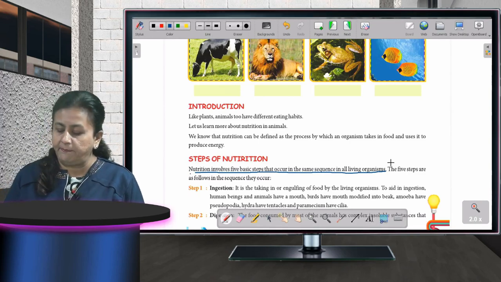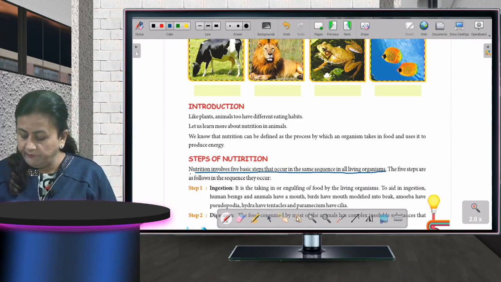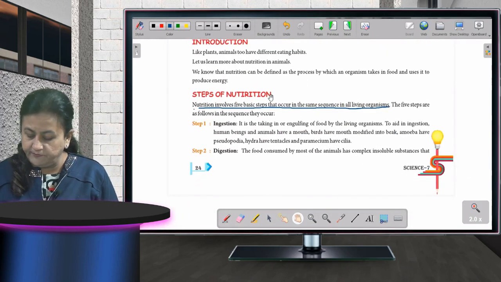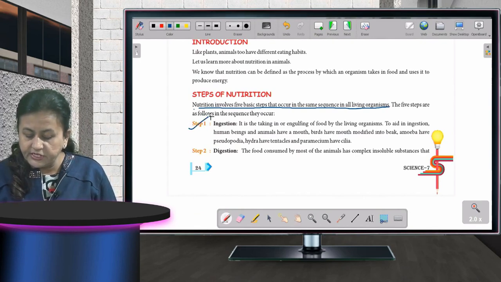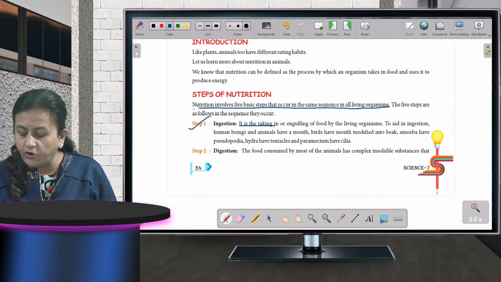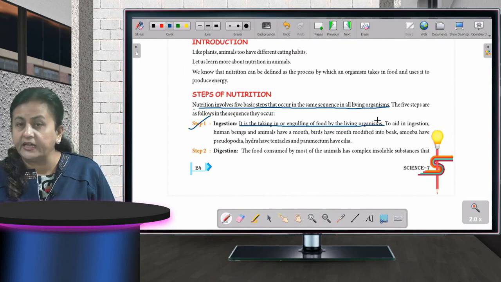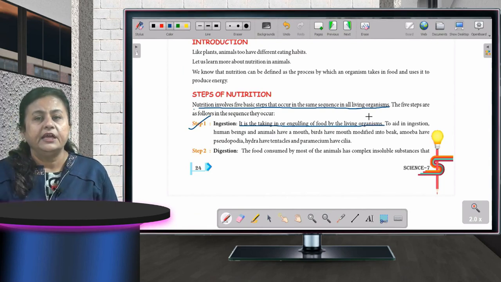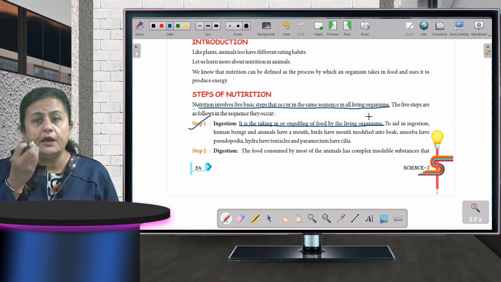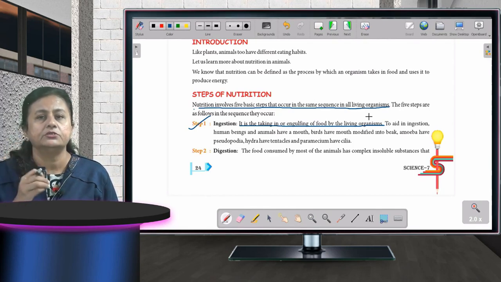The first step is ingestion. You can see on your screens also. The first step is ingestion. It is the taking or engulfing of food by the living organism. The way we are eating, we are putting our food in our mouth. That is called ingestion.